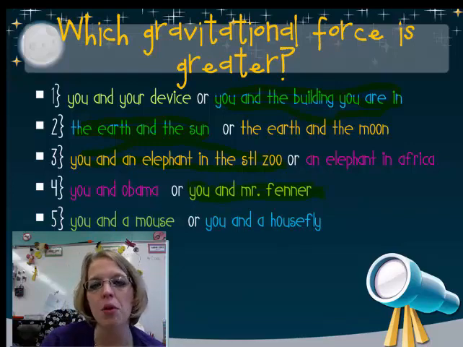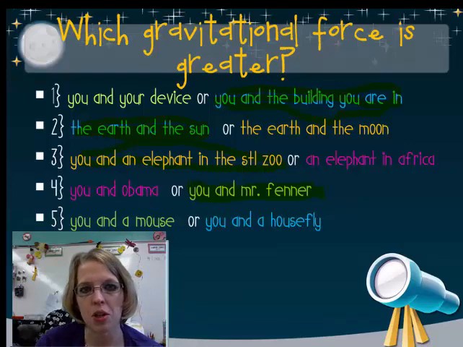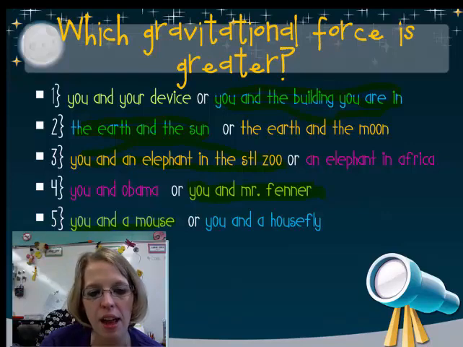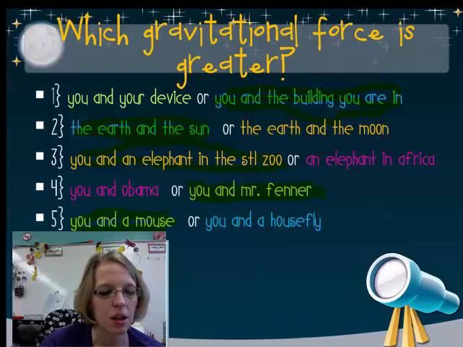Finally, if you're in the same room as a mouse and a housefly, you're going to have more gravitational attraction towards the mouse because the mouse is bigger than the fly. If you have any questions, make sure you let Ms. Burkhart and me know. Make sure you write down the correct answers.